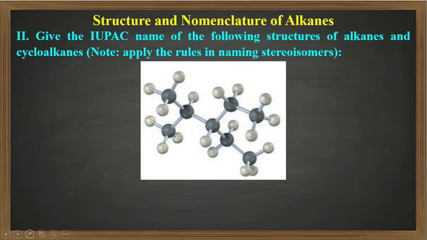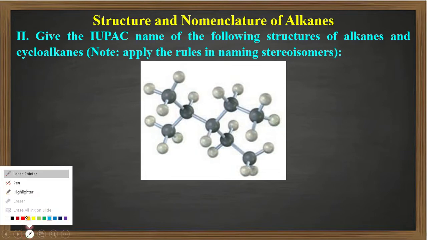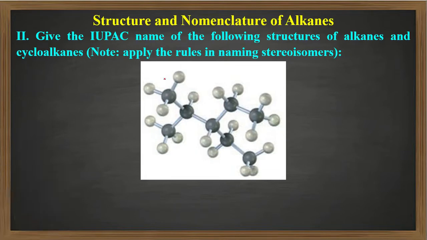So, we have here 5 carbon atoms as our longest chain. So, this will be our carbon number 1. This will be our carbon number 2. This will be our carbon number 3. This can be our 4, or this our 4, or this our 5, or this our 5. It is the same. Okay?